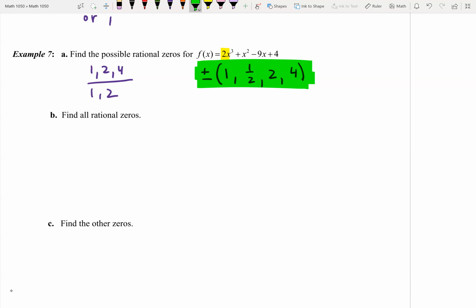-1, store, enter, up, enter, doesn't work. See the 1/2? I'm skipping over that because it's a fraction. So let's go to the 2. 2 store, enter, up, enter, doesn't work. -2 store, enter, up, enter, doesn't work. 4 store, enter, up, enter, doesn't work. -4 store, enter, up, enter, doesn't work. So now I'm left with the fraction. Okay, so I'm going to go 0.5, store, enter, up, enter, and it works.